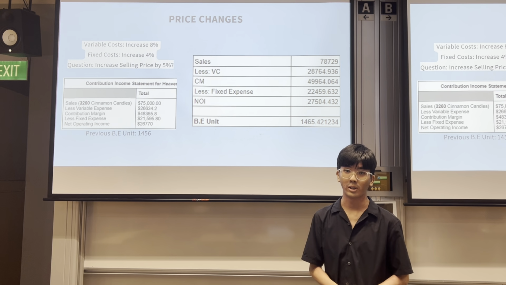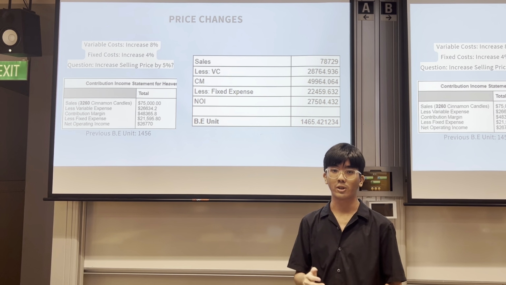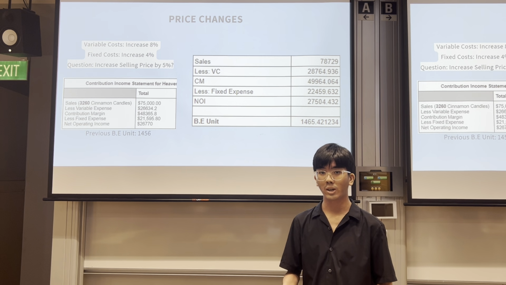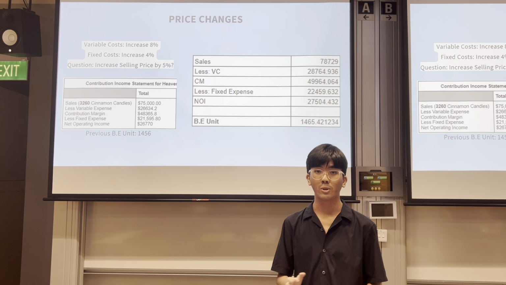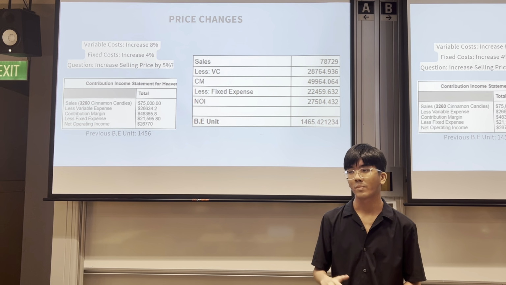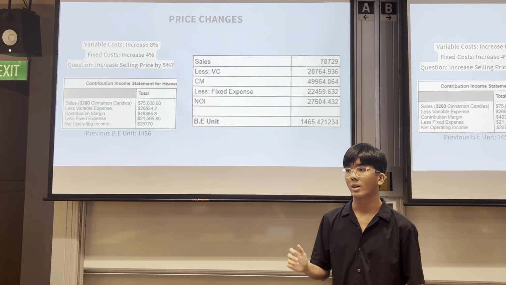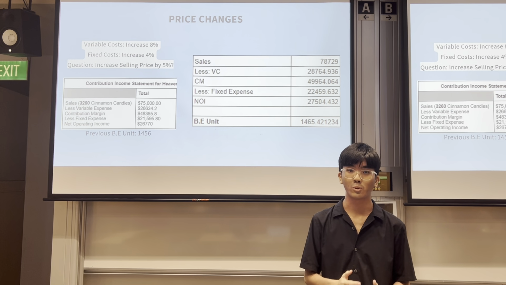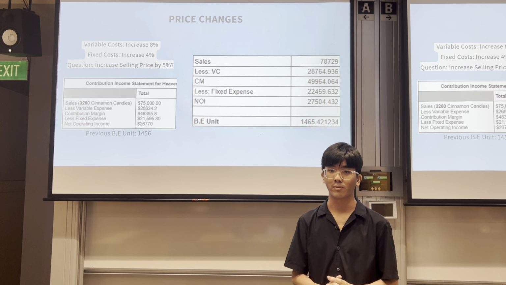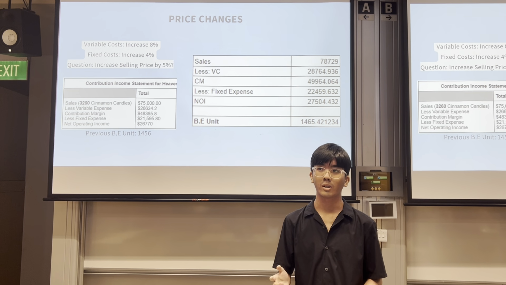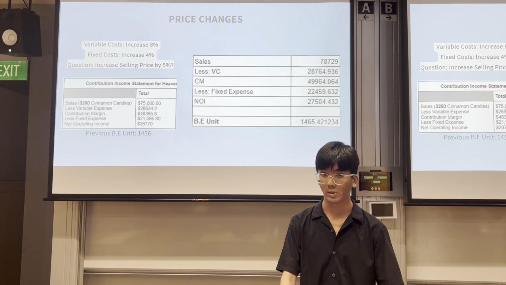So below it, we can actually see the original contribution income statement, whereby the break-even unit was 1,456. So on the right, we've actually retabulated all the sales, variable costs, as well as fixed expense, and we came up with the new break-even units of 1,465. So this is actually roughly similar to the previous break-even units. So Heavenscent should actually increase their price by 5% to combat inflation. However, if Heavenscent wants to reduce break-even units by increasing their selling price, they should be aware and be careful, because they should take note of the price elasticity of customers, whereby if the price increase too much, they will not be willing to actually purchase these candles.